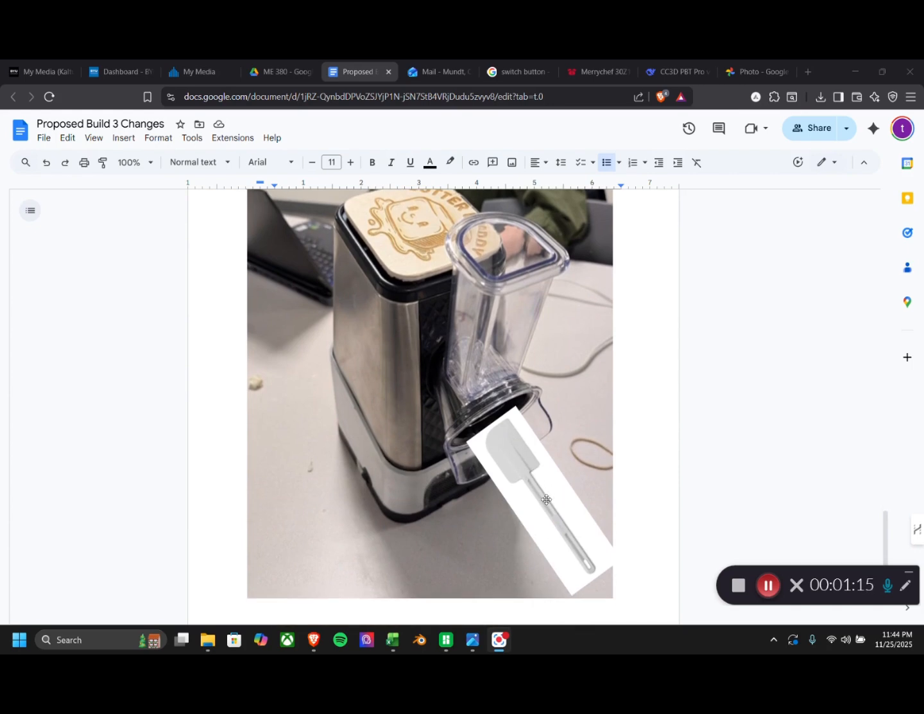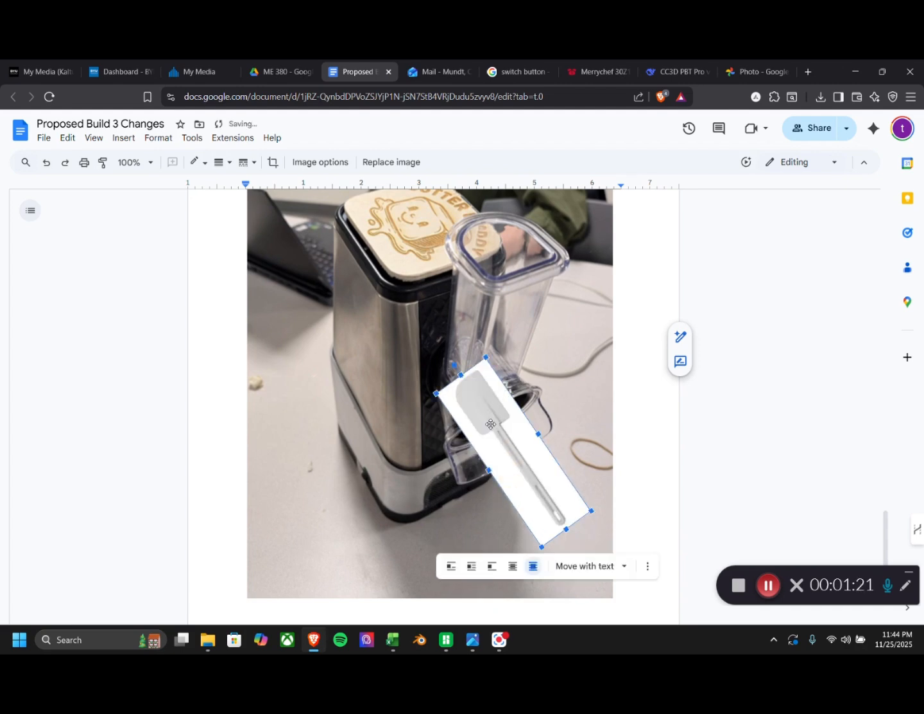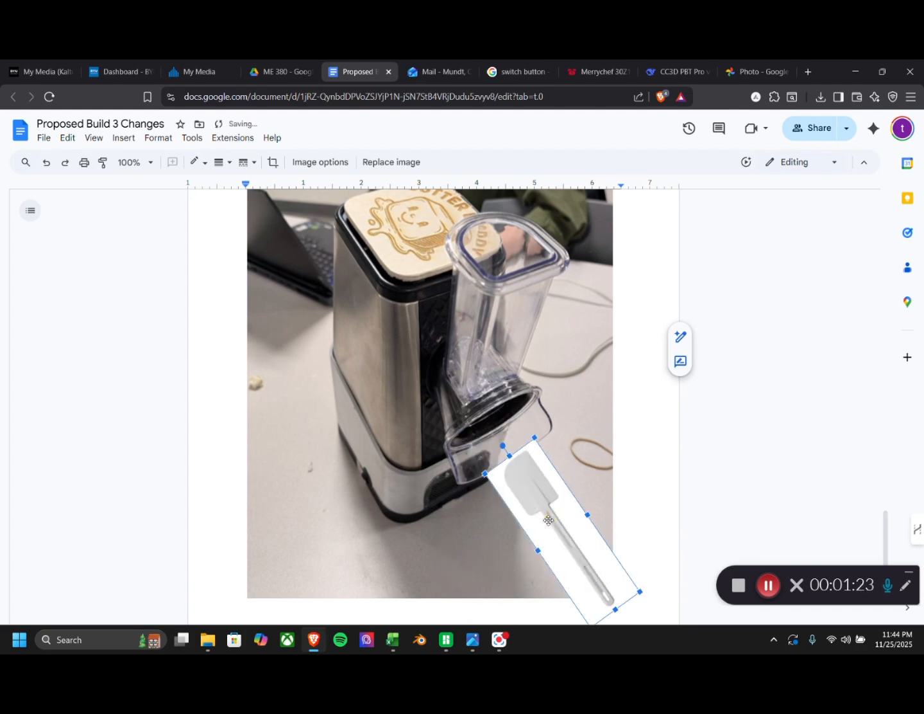Also, we're still experimenting with the idea of a spatula that helps clean out the inside of the butter grinder to help make sure the butter falls out nicely. We're not entirely determined on if that is necessary, but we will experiment with the idea and work on it further to see if it is a viable option.